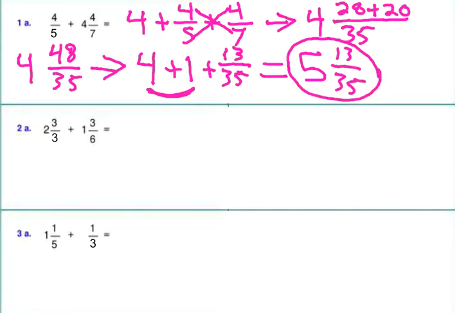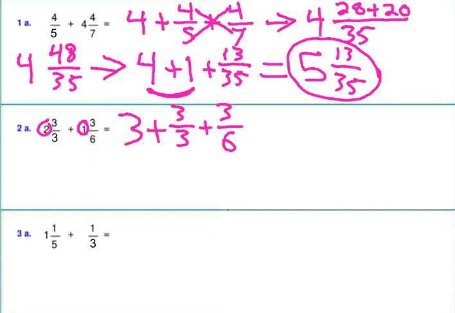Let's try a couple more together. As soon as you guys get that written down, we can start the second one. Okay. What do you start with? The whole numbers. So what's 2 plus 1? 3. That's 3 whole plus 3/3 plus 3/6.